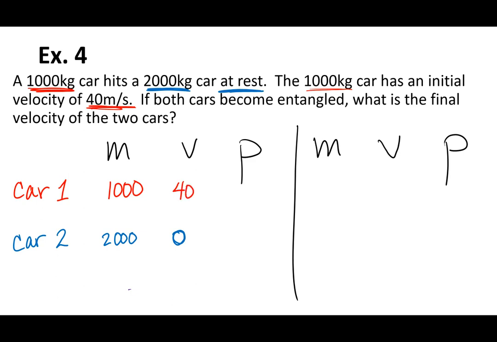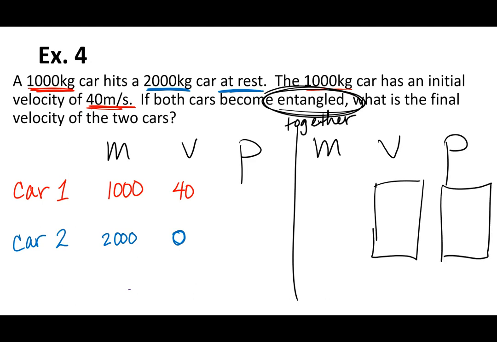If both cars become entangled, oh, all right, there's our keyword. Now, if you don't know what that word means, if you think about when your hair gets tangled, then it all gets kind of mushed together, right? It gets knotted up. And so entangled is the same idea. They then become 2 objects that get twisted together. And so this is again meaning together. So that means 1 velocity and 1 momentum.